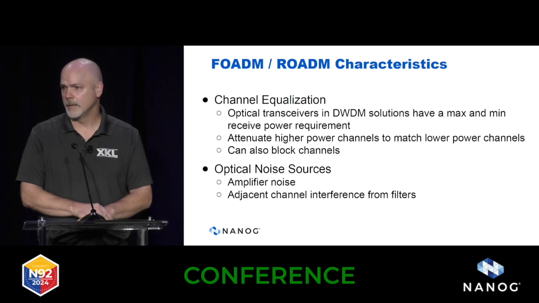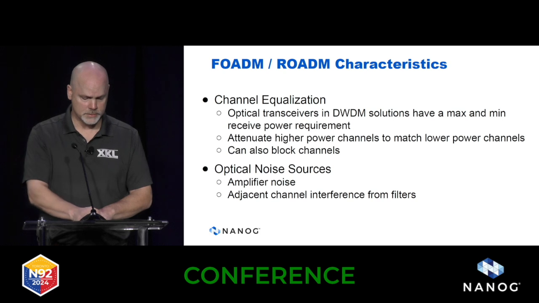Amplifiers are the major contributor, EDFAs being the biggest source of noise, but there are other things like adjacent channel interference. Adjacent channel interference is a component of your filters, whether they're fixed filters in a FOADM or they are the WSSs in a ROADM. They both have adjacent channel interference that you have to be aware of, and it's basically modeled as noise in your network. So these are some of the main contributors to noise.